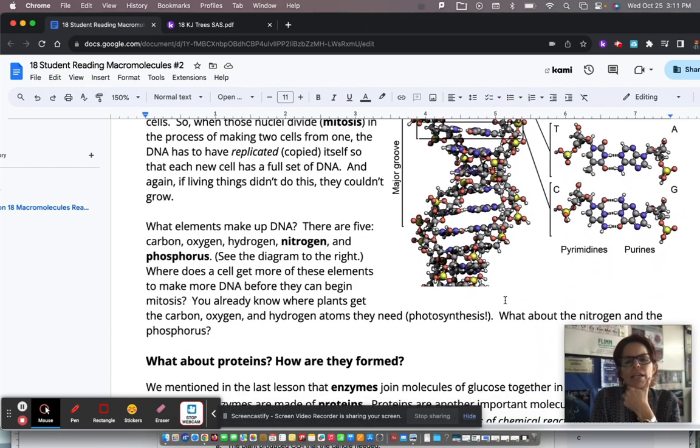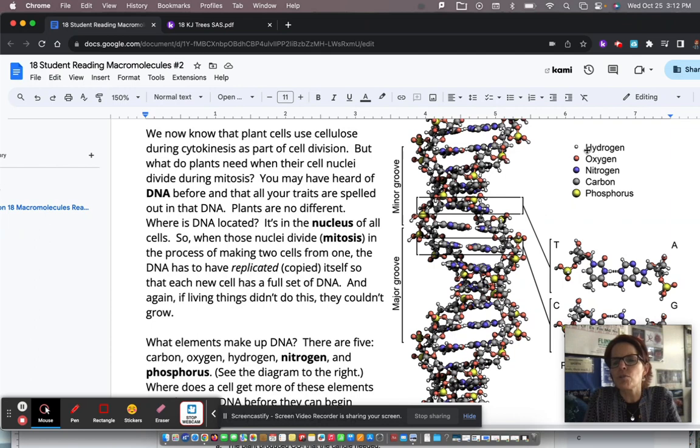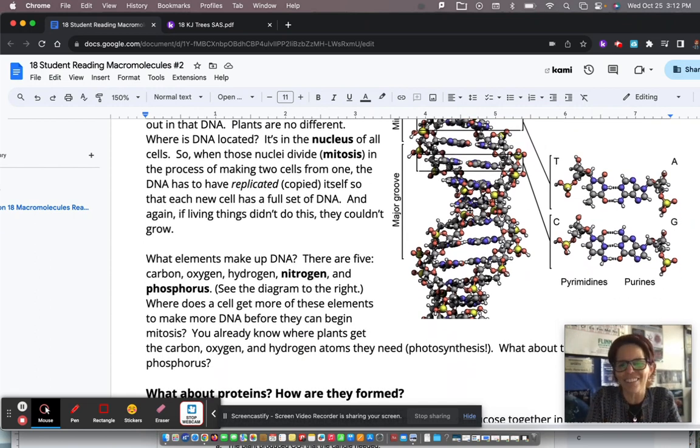What elements make up DNA? Well, there are 5 elements found in DNA: carbon, oxygen, hydrogen. Wait a minute, we've seen those before. Those are in the carbohydrates. Glucose is C6H12O6, carbon, hydrogen, oxygen. But DNA also has nitrogen and phosphorus. And it says, see the diagram to the right. It shows you hydrogen, oxygen, nitrogen, carbon, and phosphorus for all the different elements that are in DNA. Wow, is that a complicated, scary molecule? We'll learn about it a little later, and you'll find out it's really easy.